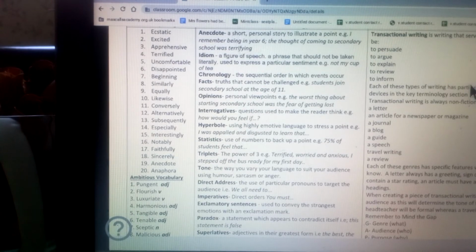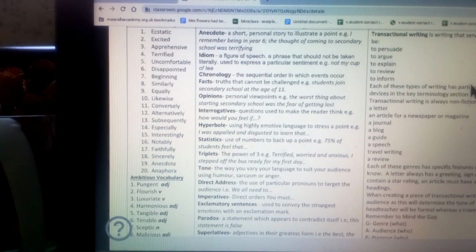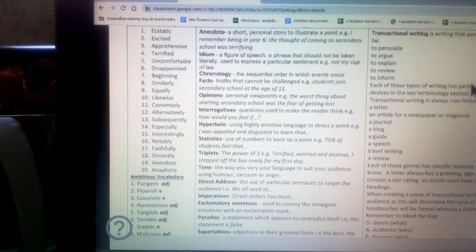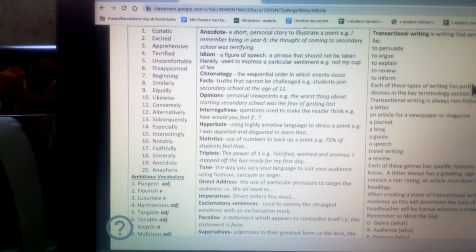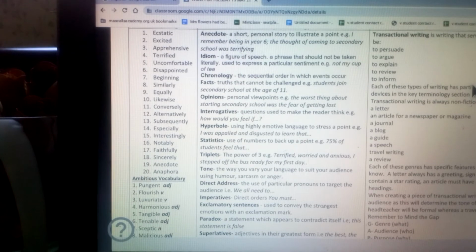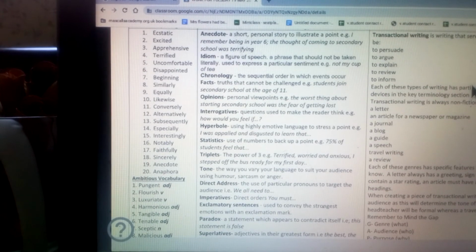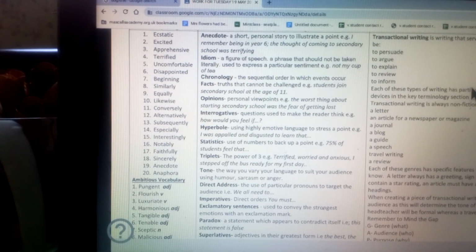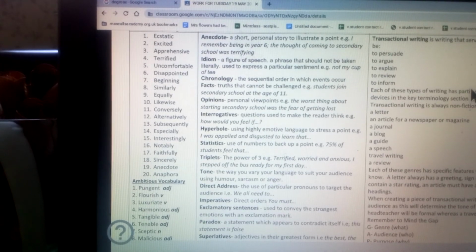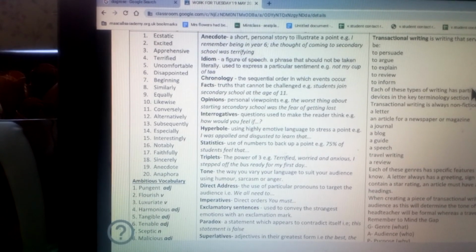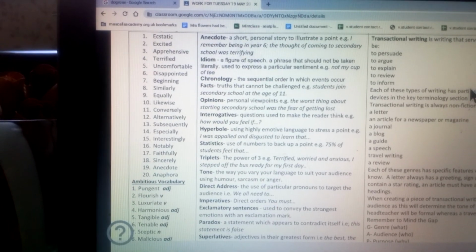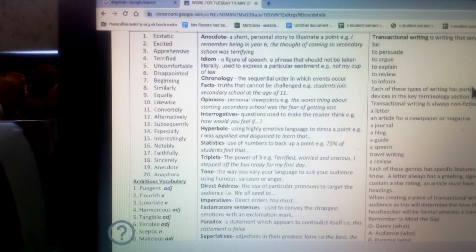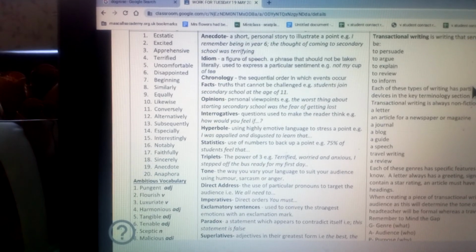Imperatives, direct orders. Again, used in this kind of writing, it's to make you think. Imperatives you see a lot in instructions and recipes. So if you think about put the flour in the sieve, crack the egg in next, weigh the sugar, mix on a high setting, put into the oven. It's anything that can be considered an order. Exclamatory sentences used to convey the strongest emotions with an exclamation mark. Really easy, that one. It's just anything with an exclamation mark on the end of it.